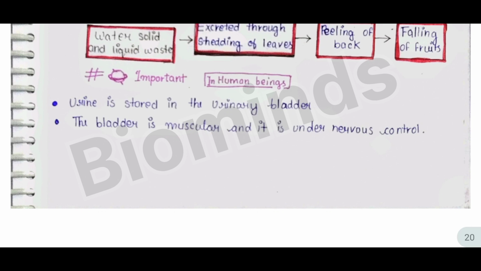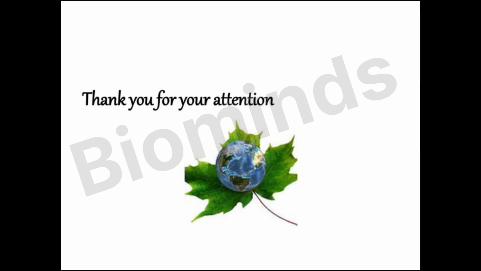Urine is stored in the urinary bladder. The bladder is muscular and it is under nervous control.